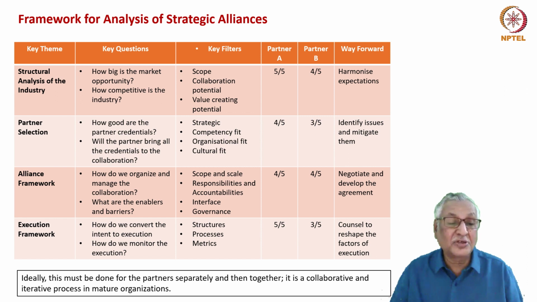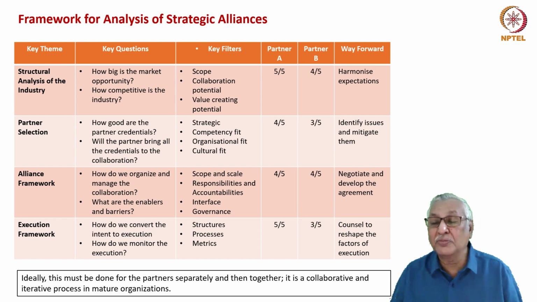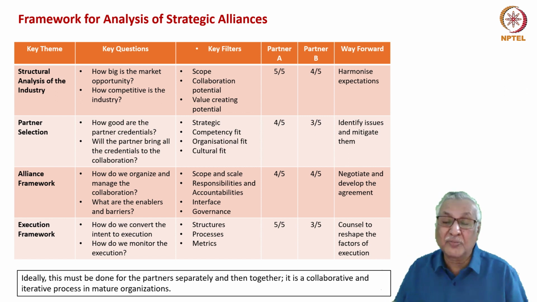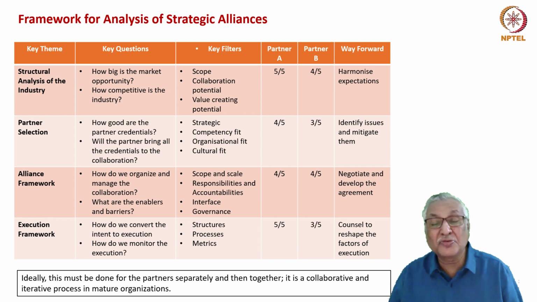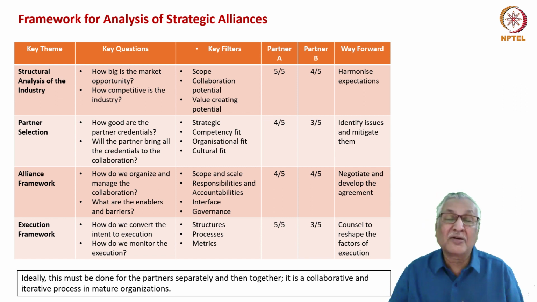As far as the execution framework, let's assume that partner A is great at execution, whereas partner B is somewhat medium or high medium in terms of execution, 3 by 5. Then we have to counsel to reshape the factors of execution. Partner A cannot be an engine without compartments, and partner B cannot think that because of the compartments being there, the compartments are moving somewhere. No, the execution capabilities also have to be aligned mutually.